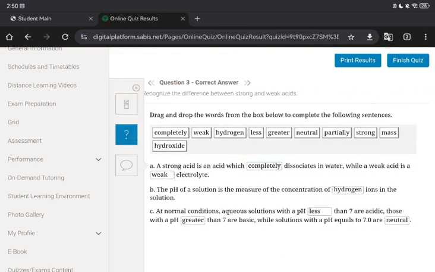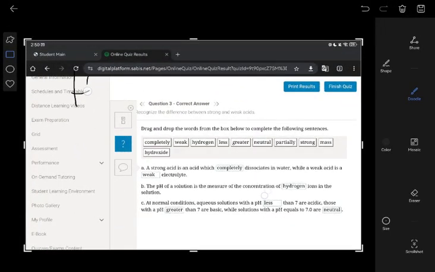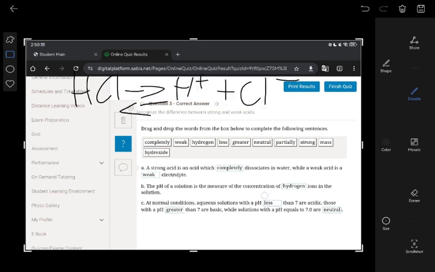So strong acid is an acid which completely dissociates in water. Like, for example, hydrochloric acid, HCl. It completely splits up. Yeah? There's no going back. See? There's no reverse arrow. It's just one arrow. It completely splits up.